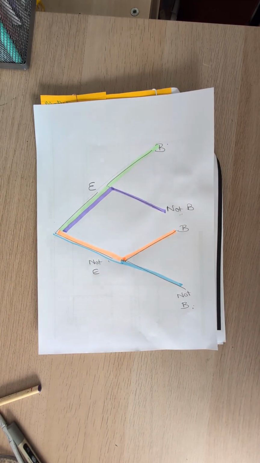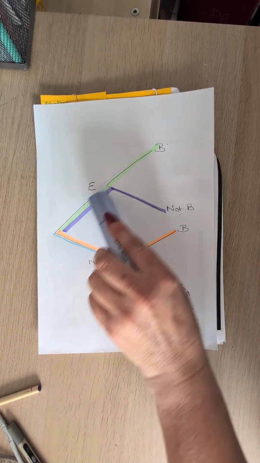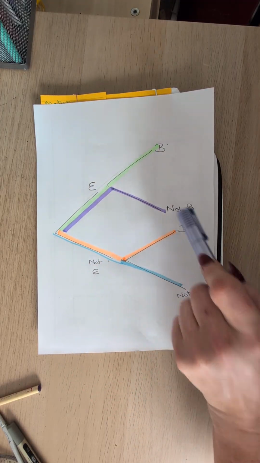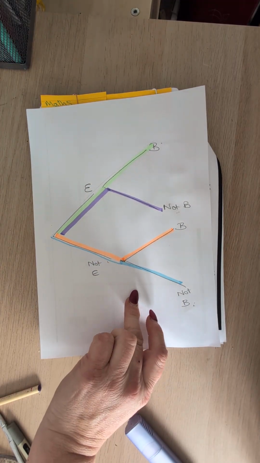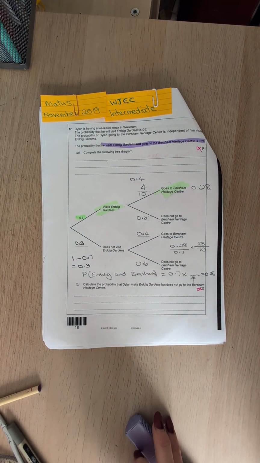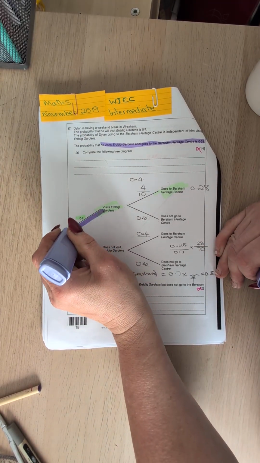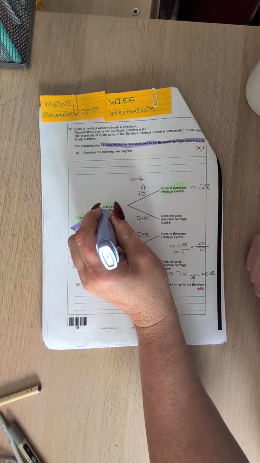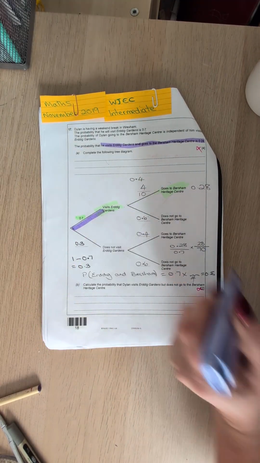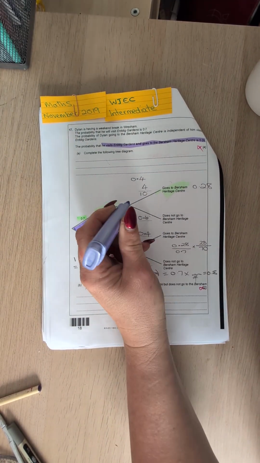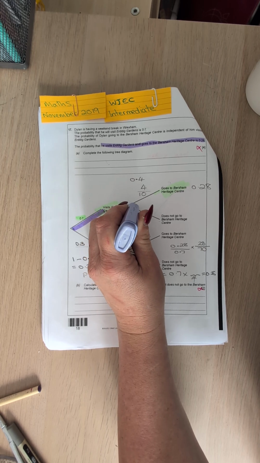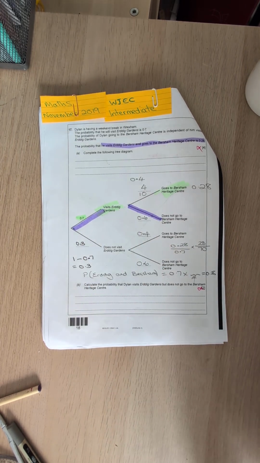It is the purple, yeah? So that not there, went to Erddig but didn't go to Bersham. Okay, so what's the probability of that then? So I'm going to pop that in pink here, and purple, sorry. That's going, went to Erddig, and then didn't go to Bersham Heritage Centre. It's down there. Just a little note there.